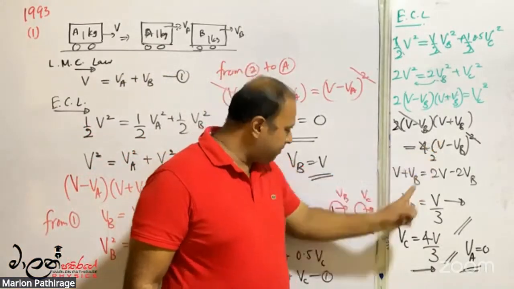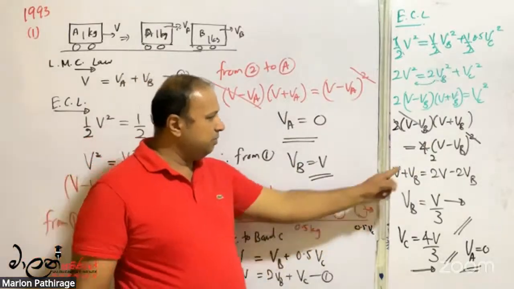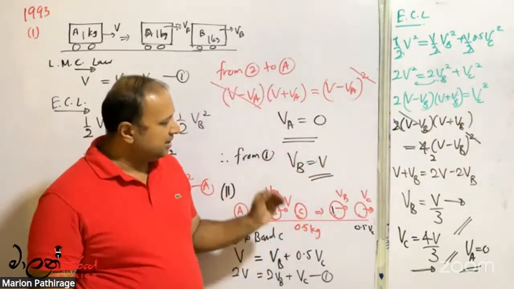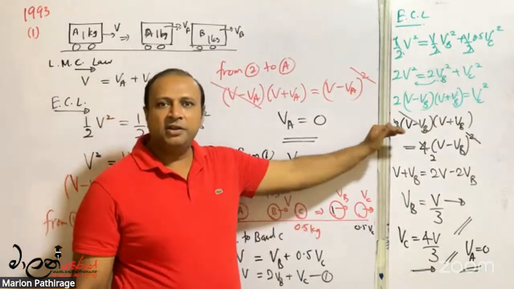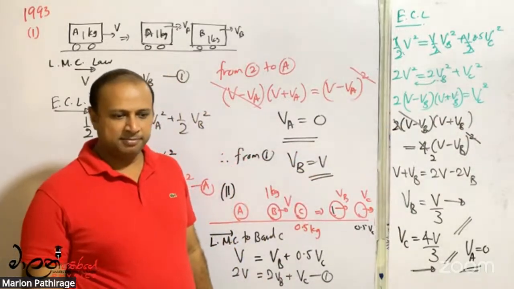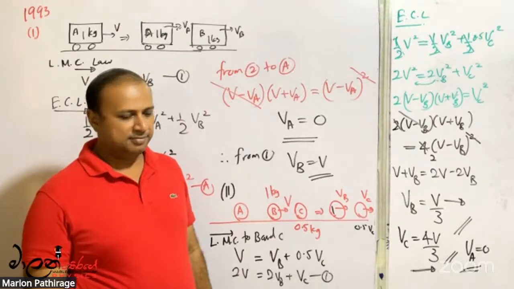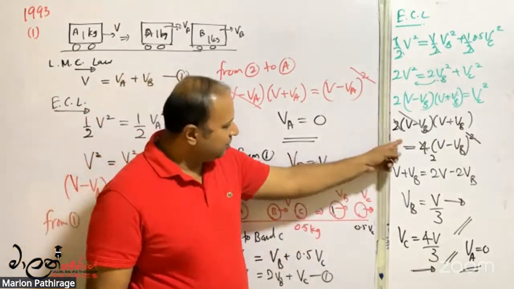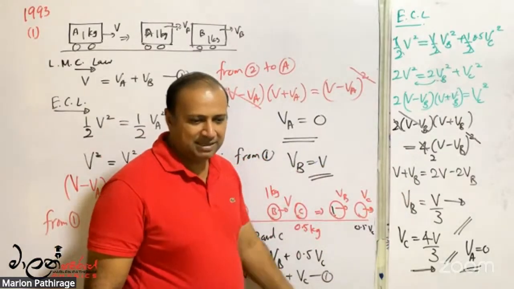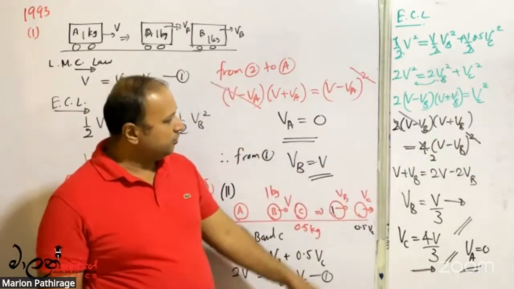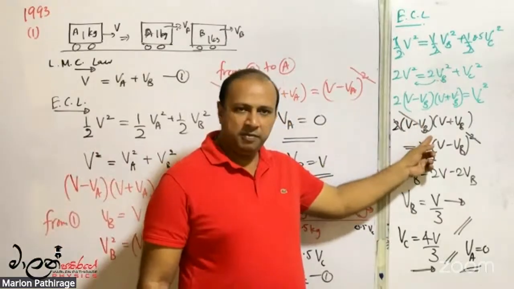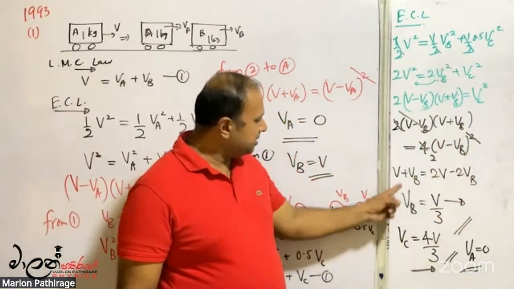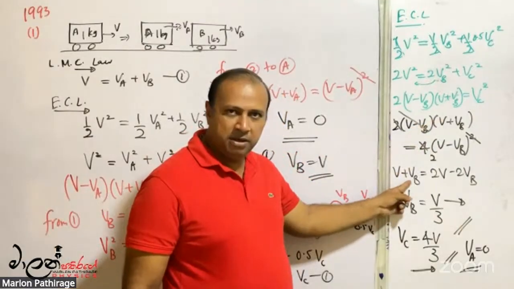V minus VB will become V minus VB square. Is that clear? Then 2 to 4 will be cancelled out. That is 2 V minus VB will be cancelled out, 1 of V minus VB. Then the answer is V plus VB.